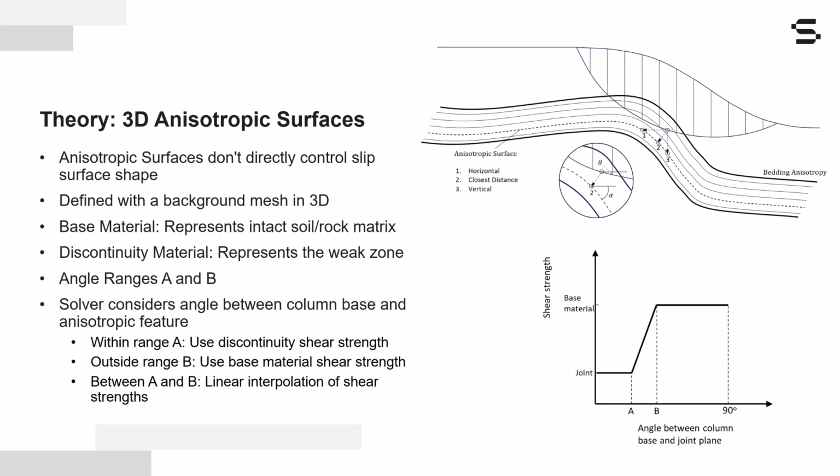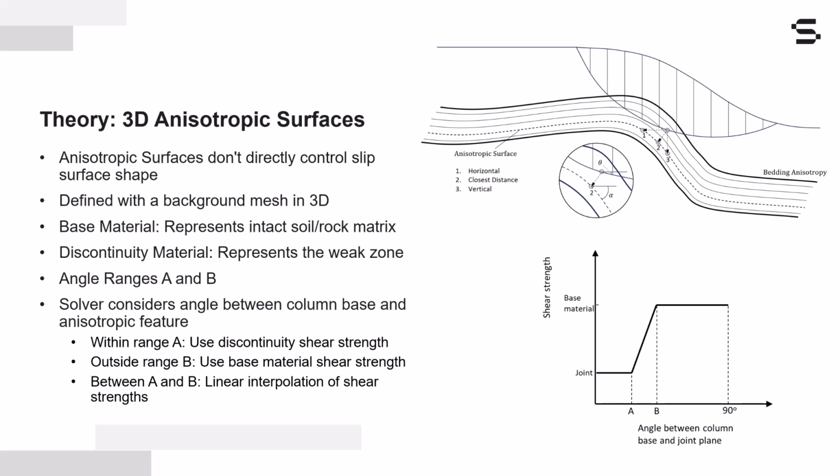Anisotropic surfaces can be used to generate directionally dependent shear strength. Soil and rock exhibit anisotropic strengths due to the presence of discontinuities where the strength of the discontinuities varies considerably from the surrounding intact material. In contrast to a weak layer, an anisotropic surface does not impose a direct control on the shape of a slip surface.